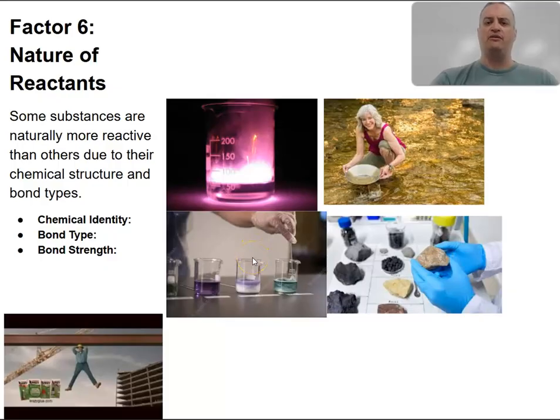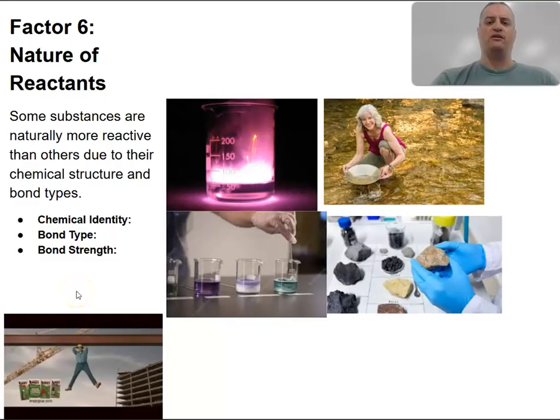Secondly, bond type. Reactions involving ionic compounds, like mixing solutions, are often instant because ions are already free to move and link up and produce a reaction. Reactions involving covalent compounds are slower often because these bonds need to be broken first in order to react. They won't react until those bonds are broken, so that takes more energy in order to occur.